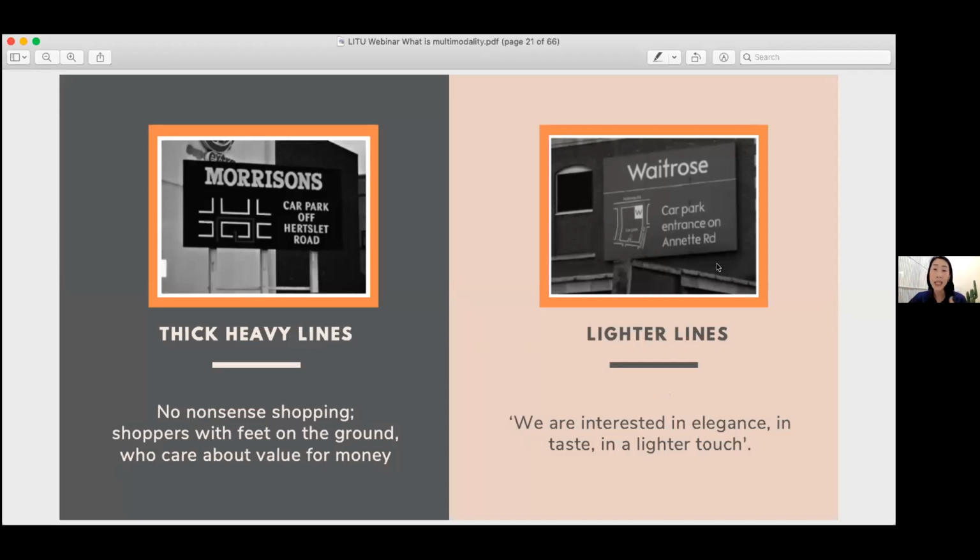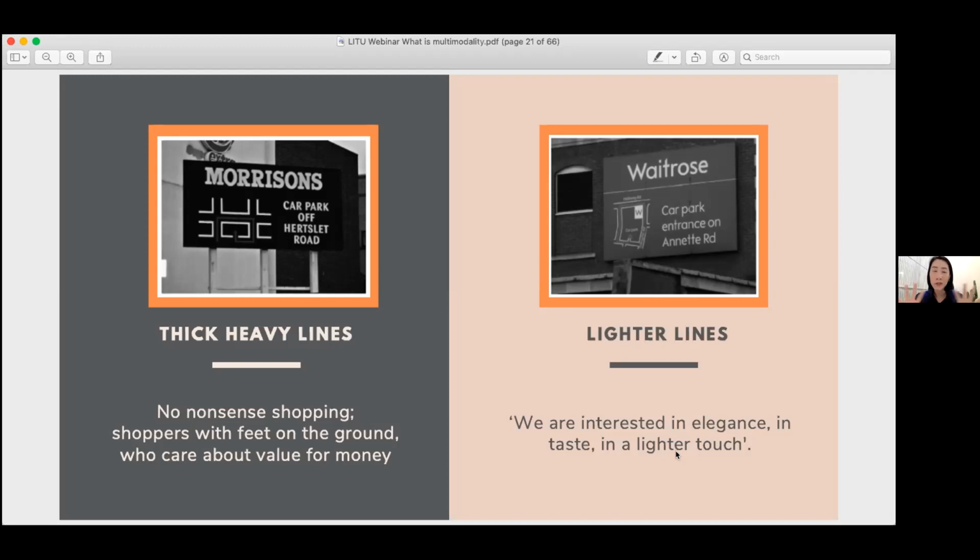They use lighter lines all throughout. You might want to get into Waitrose and just walk along the aisle a little bit, do some window shopping, browsing around, not just get in and out quickly. Something is different. So the message they are trying to convey maybe is we are interested in elegance, in taste, in a lighter touch, right? So the feelings, the message, the meanings between these two signs are different.